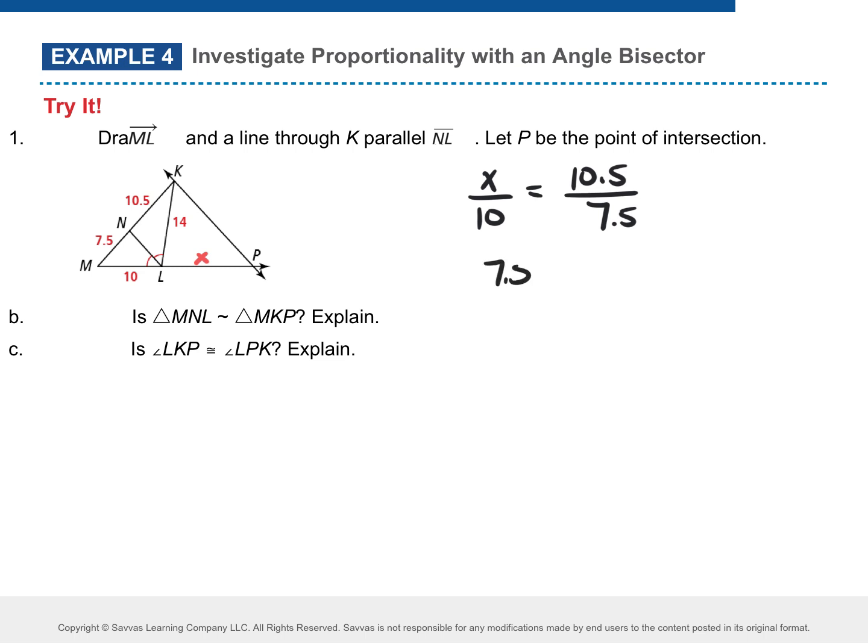Someone help me out. What's 105 divided by 7.5? What'd you say? 14. So what that just gave us is this missing side length right here is 14. Looking at your part A real quick, it says, are these two triangles similar? Is our little triangle similar to the big triangle?